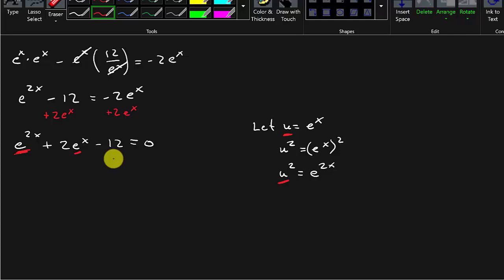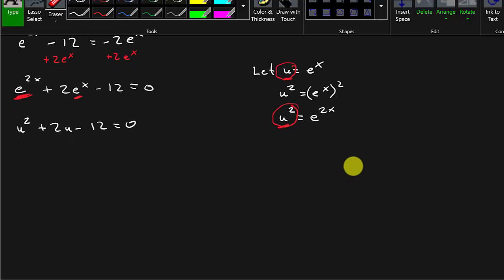All right. So now, what I want to do is this e to the x here, I want to replace it with u, and this e to the 2x, I want to replace it with u squared. So why am I doing that? Well, let's see. Let's just do it. u squared plus 2u minus 12 equals 0. Well, that looks familiar, doesn't it? That's just a simple quadratic equation to solve. You see that? A simple quadratic equation to solve.